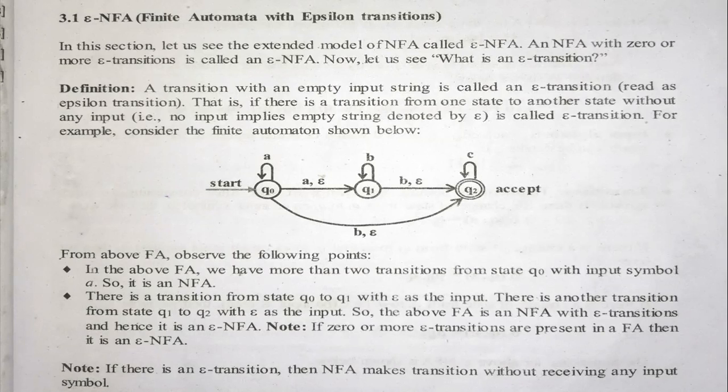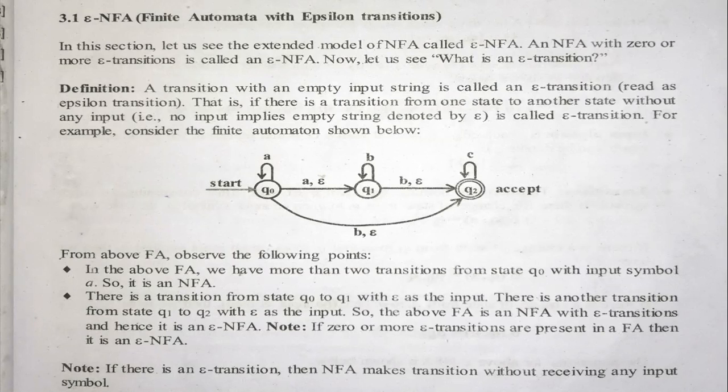If you are not having any kind of input, like a, b, or 0, 1, or any other input alphabet, and your NFA can still make a move from one state to another, then we call it epsilon NFA. That is, if there is a transition from one state to another without any input, meaning the empty string denoted by epsilon, we call it an epsilon transition.